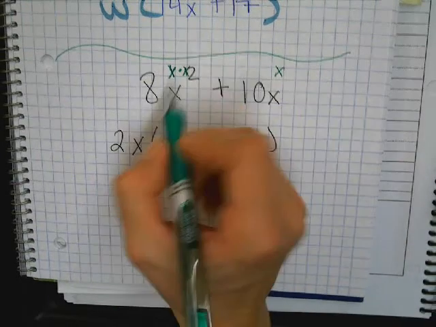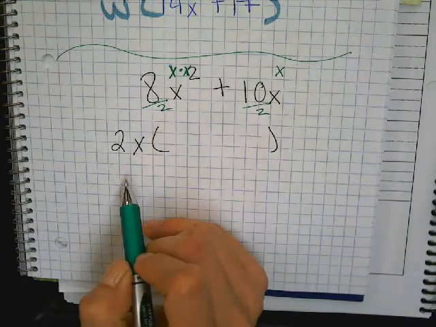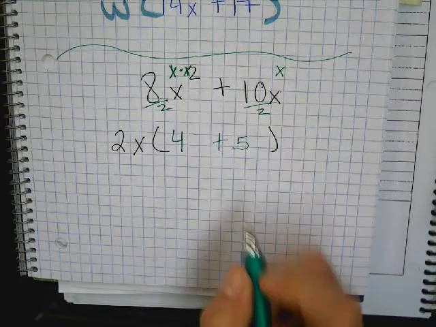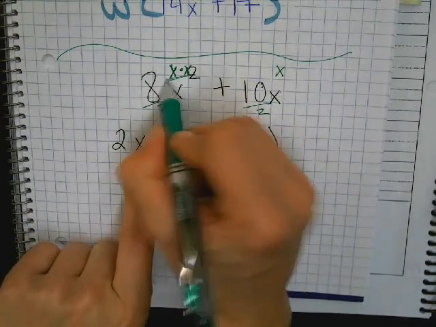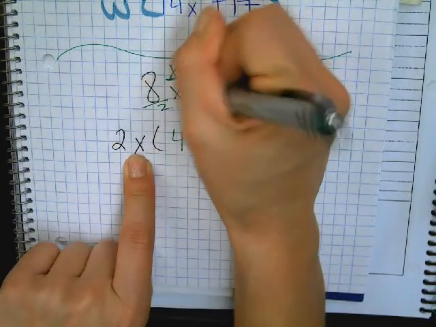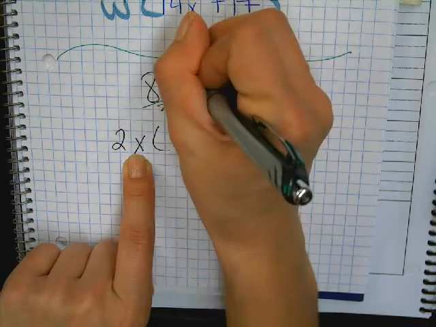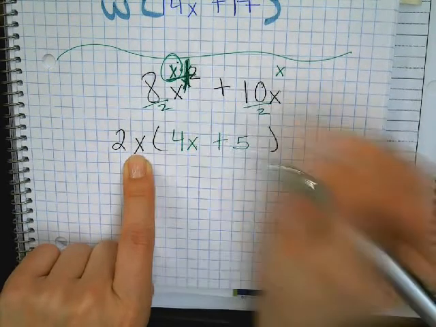All right, let's do the numbers first. Divide this by 2, divide this by 2. What's 8 divided by 2? 4. What's 10 divided by 2? 5. All right. Now, I took out an X, right? So now I'm going to divide this by X. So that means I cross one of them out. What am I left with? I cross 1 out. 1.